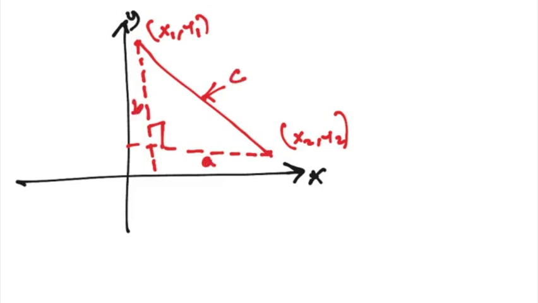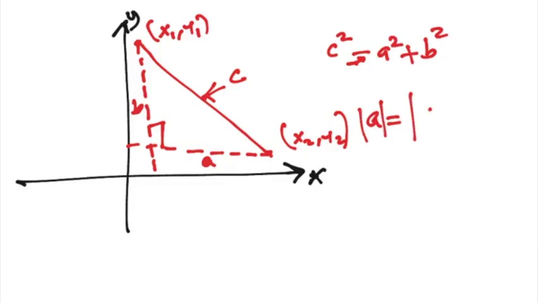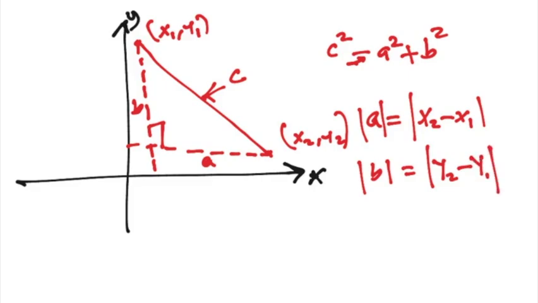So A and B. To get C, we will always say A squared plus B squared. But what is A and what is B in this case? A here will be equal to x2 minus x1. B here will be equal to y2 minus y1. I'm taking the absolute value of that, which means it can be squared.